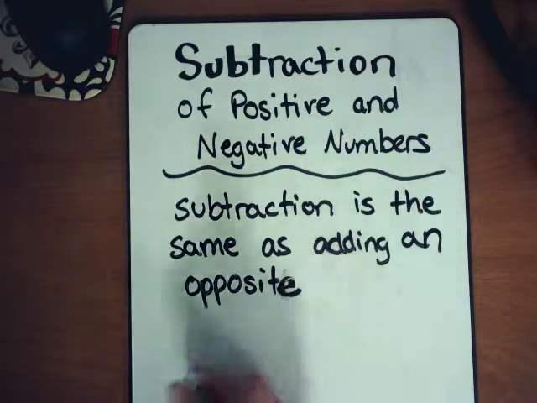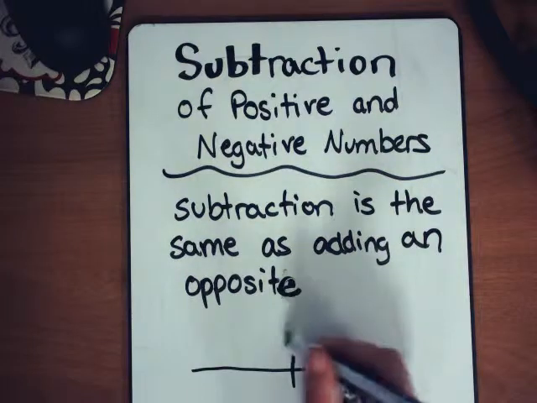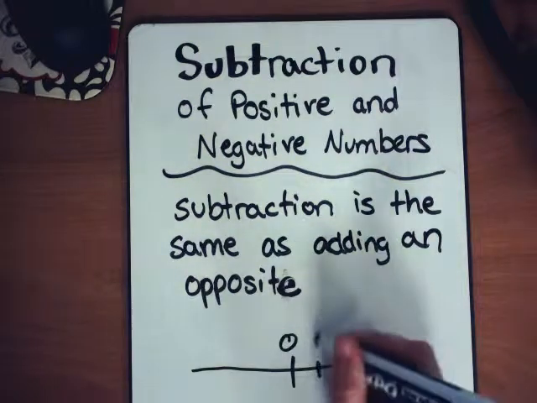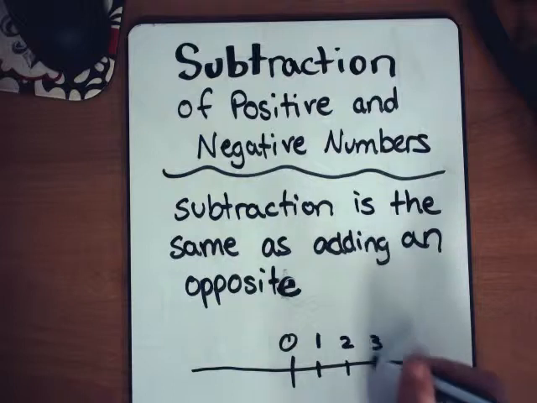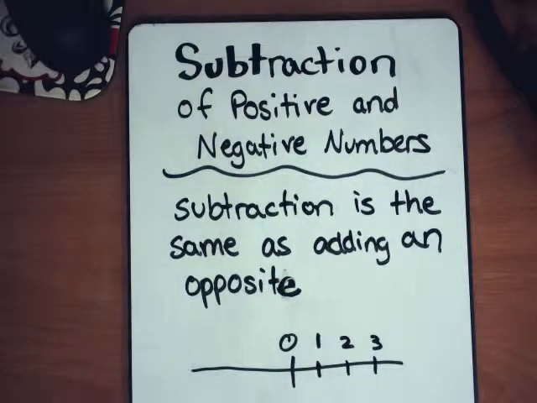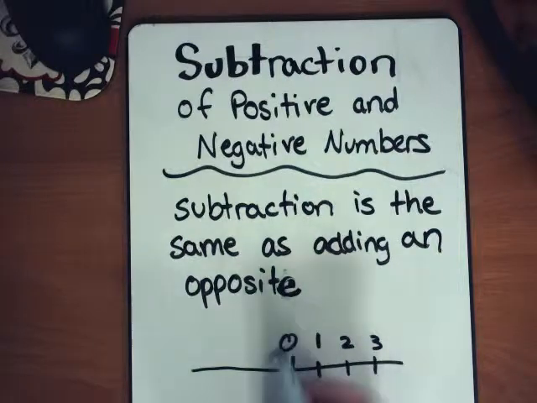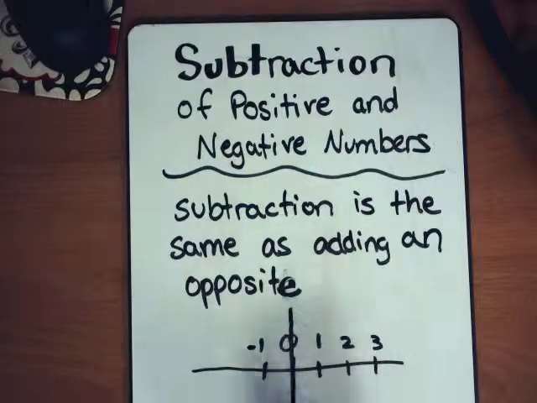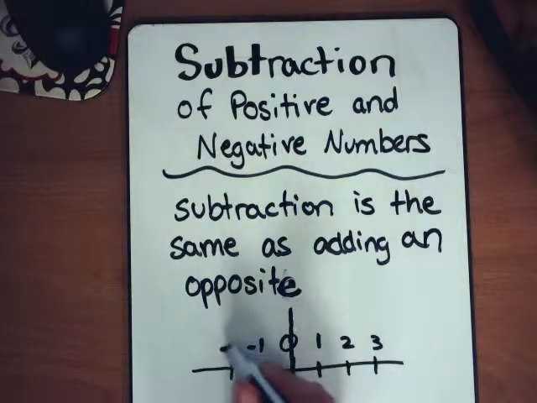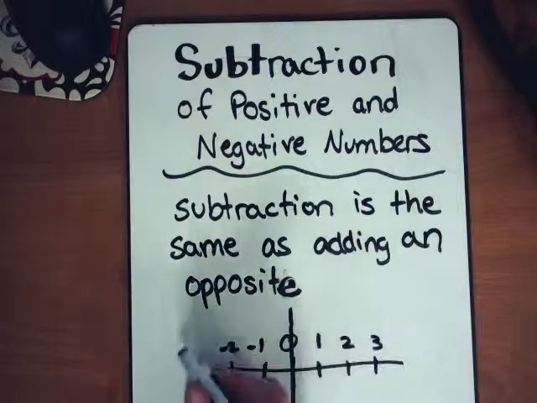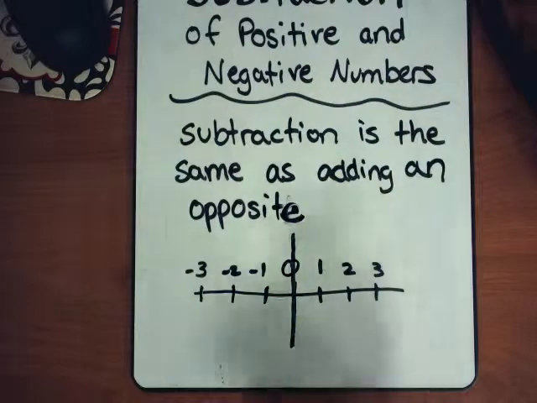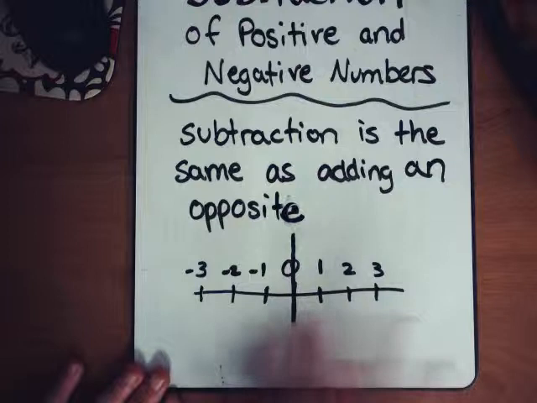Okay, so if we're thinking about a number line here, in the middle I've got 0, right? So I've got a positive 1 right here, 2, 3. We think about our lines of reflection. We've got opposites over here. So what's the opposite of positive 1, friends? Negative 1, right? It's the exact same distance from our line of reflection right there. They're opposites, okay? So the opposite of positive 2 is negative 2. The opposite of positive 3 is negative 3. Good. So if we think about this, subtraction is the same as adding an opposite.